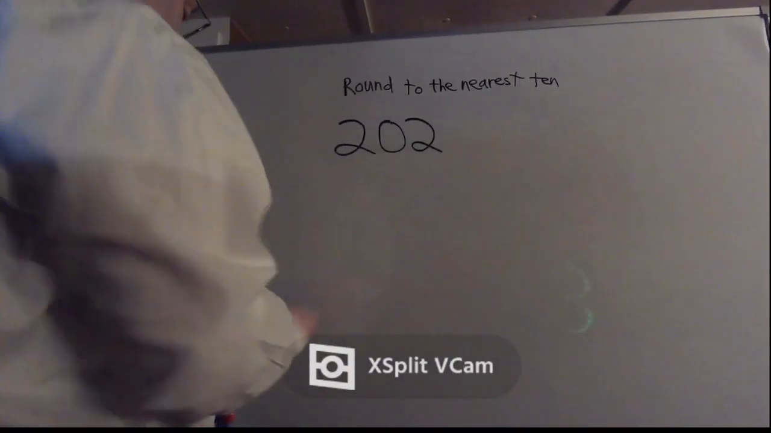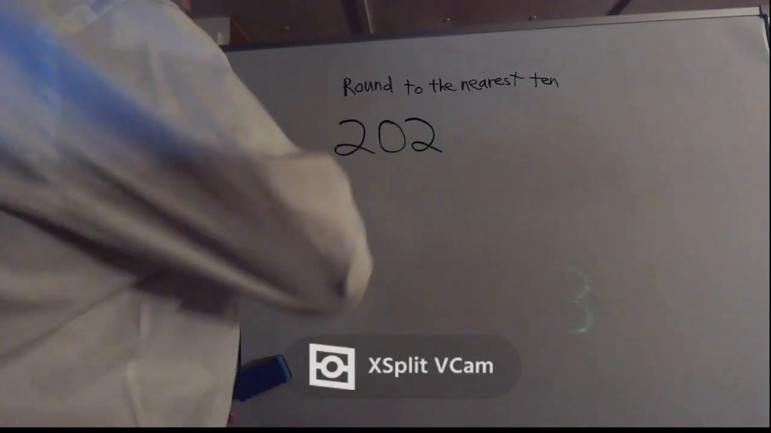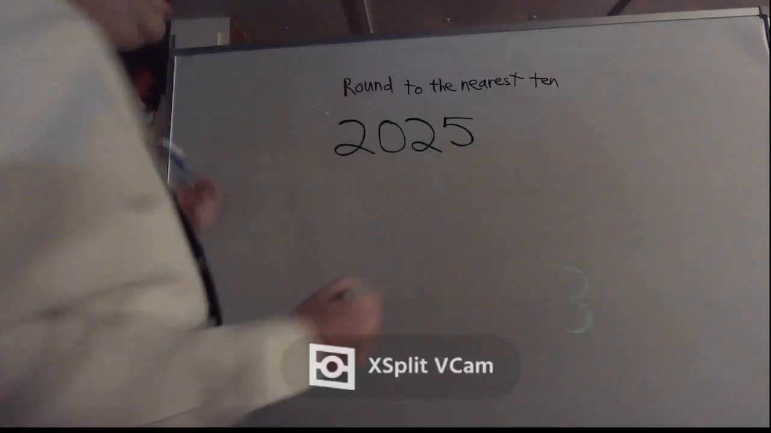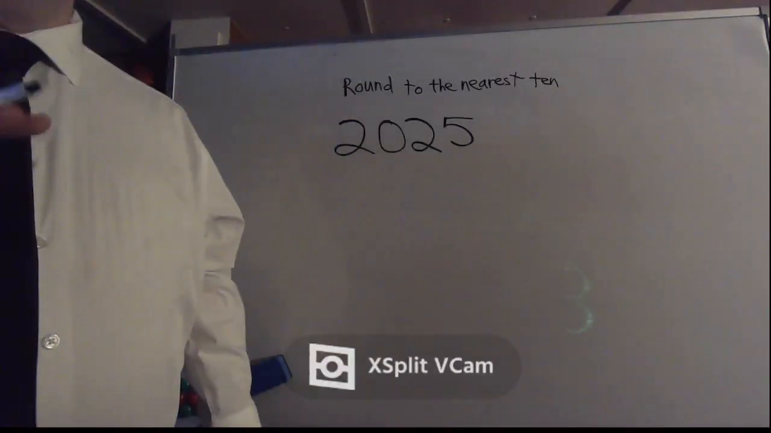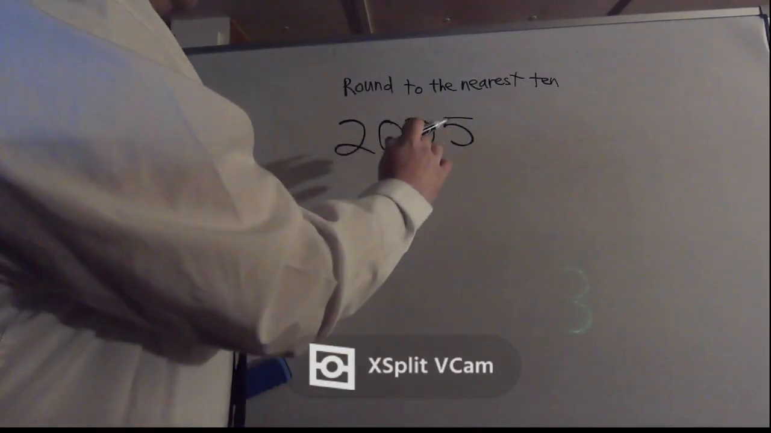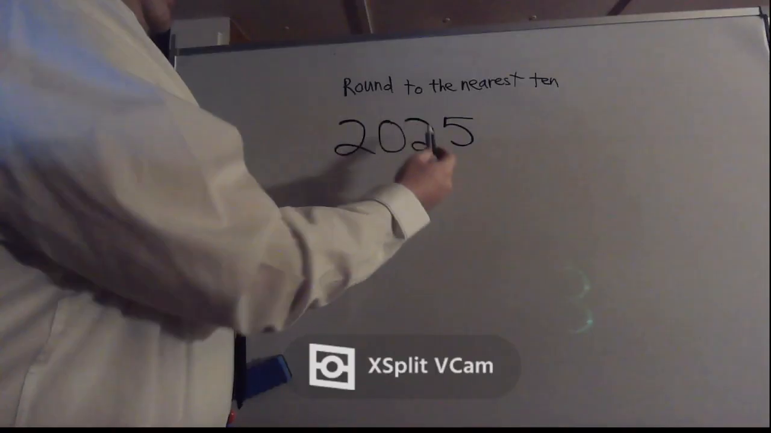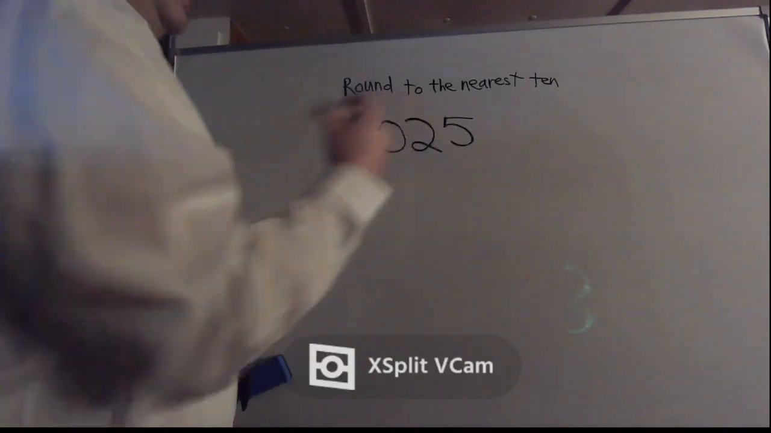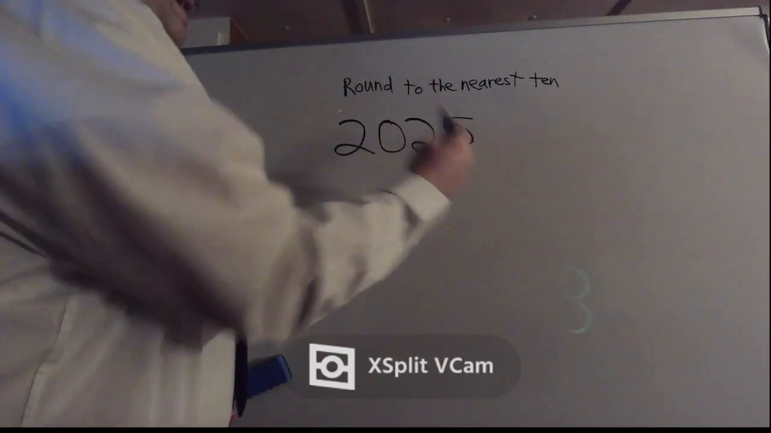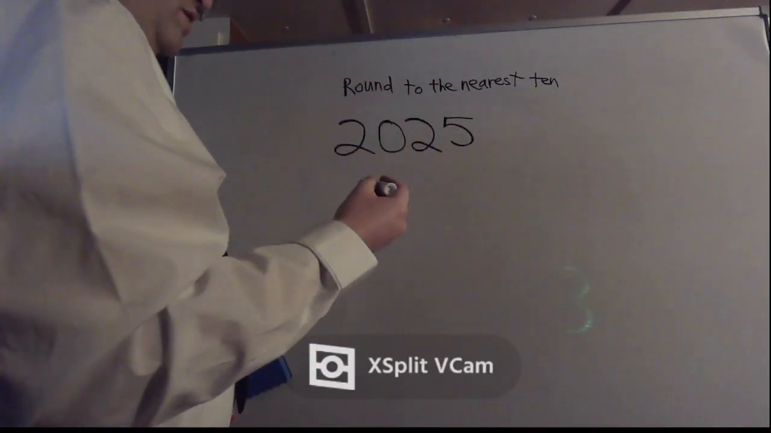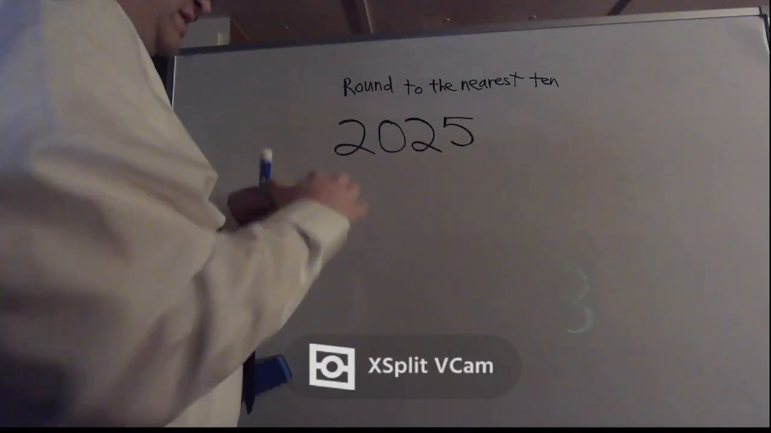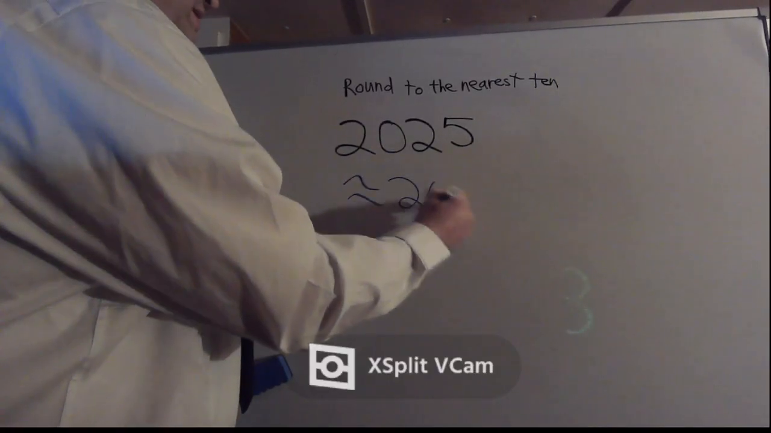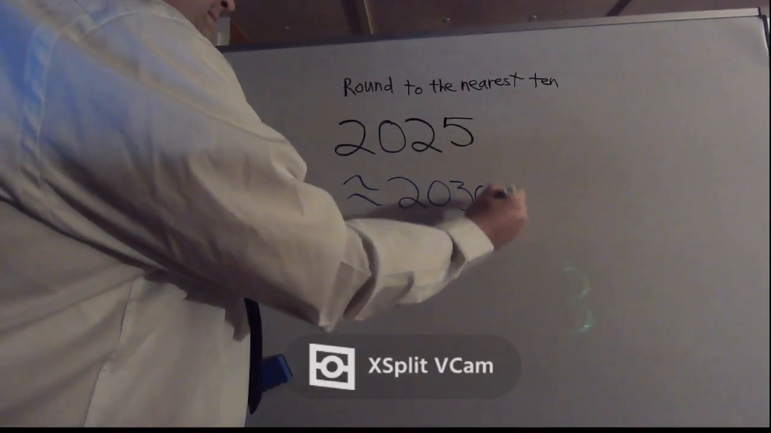Well, how about 2025? Would that change the result? As a matter of fact, it would, because once you have 5 or higher in the next place over, you have to focus on the next digit immediately to the right, which is a 5 or higher. It actually would round to 2030. And here's to hoping that 2030 does us better than 2020.